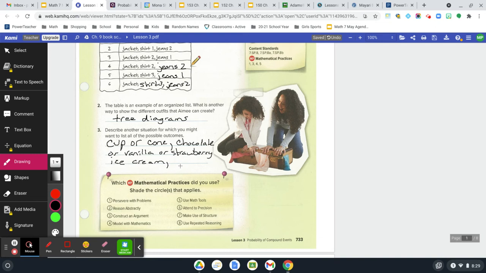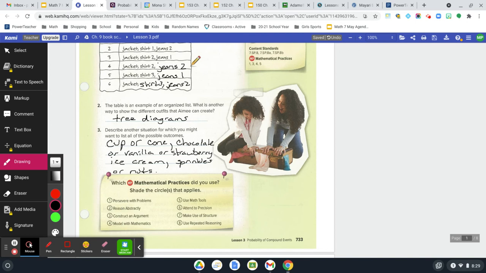And then lastly, your topping. So, let's see. Sprinkles or maybe some chopped nuts on it. So, cup or cone, chocolate or vanilla or strawberry ice cream, toppings, sprinkles, or nuts. And so that's just one example, right?